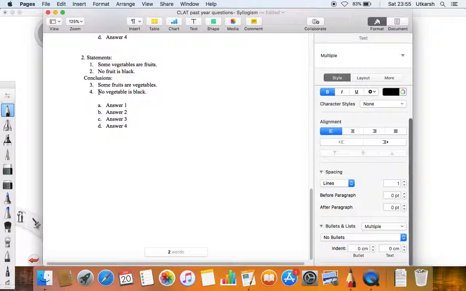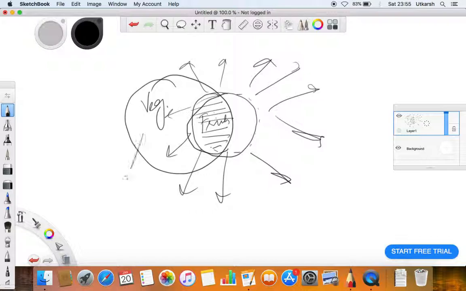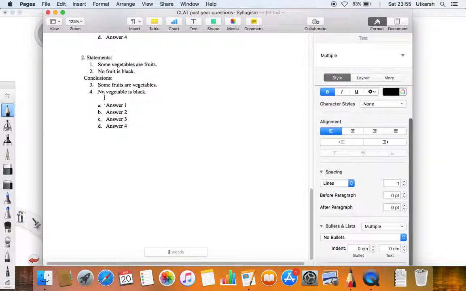Let's just check the other option. No vegetable is black. Again, we cannot say, because here are vegetables which are not fruit, and they are not on the plate full of fruits. So obviously they can be black. Everything outside that plate can be black. So these can also be black. So this does not follow.